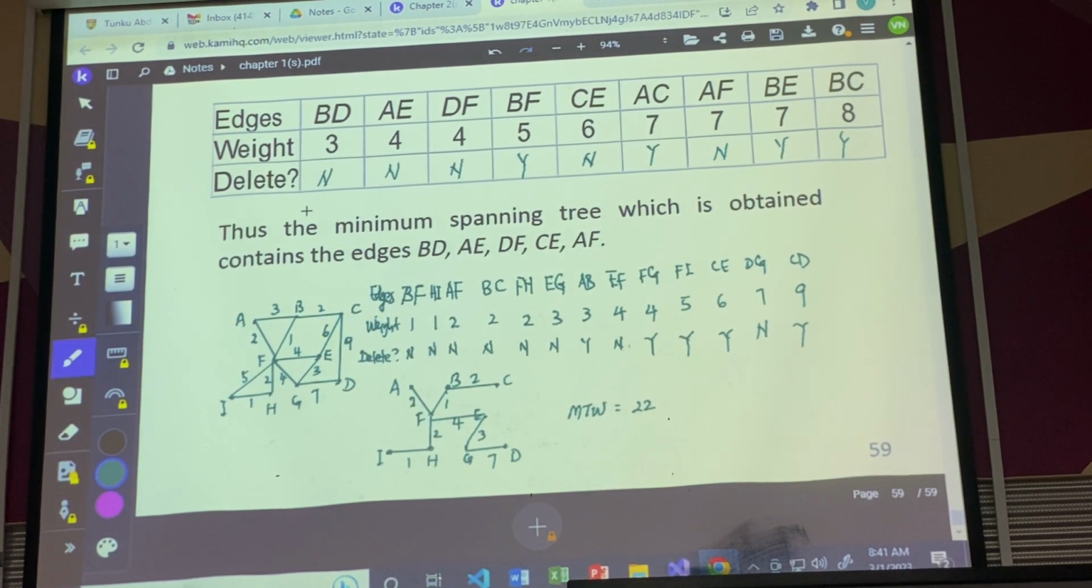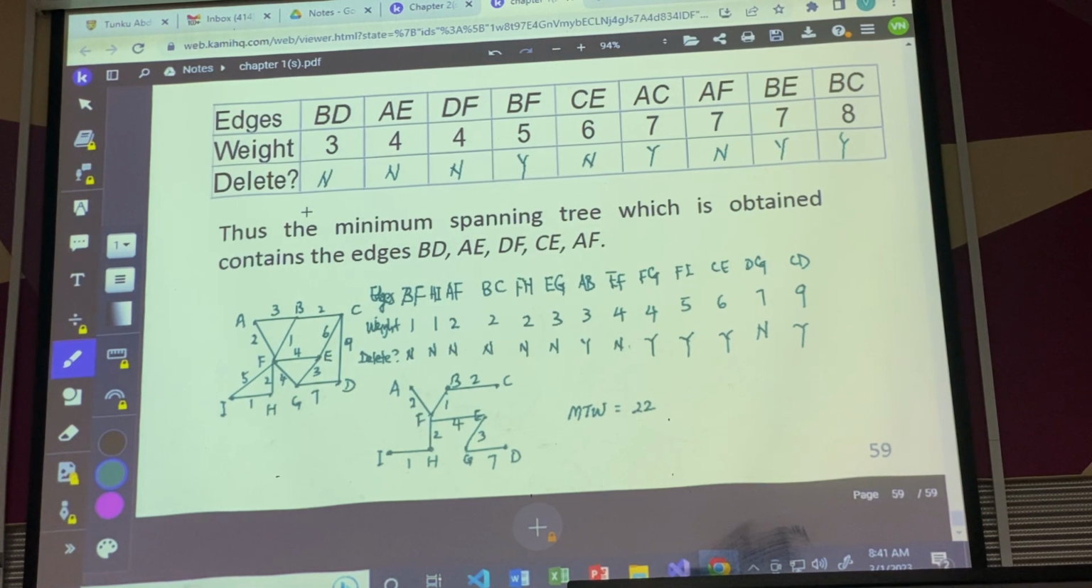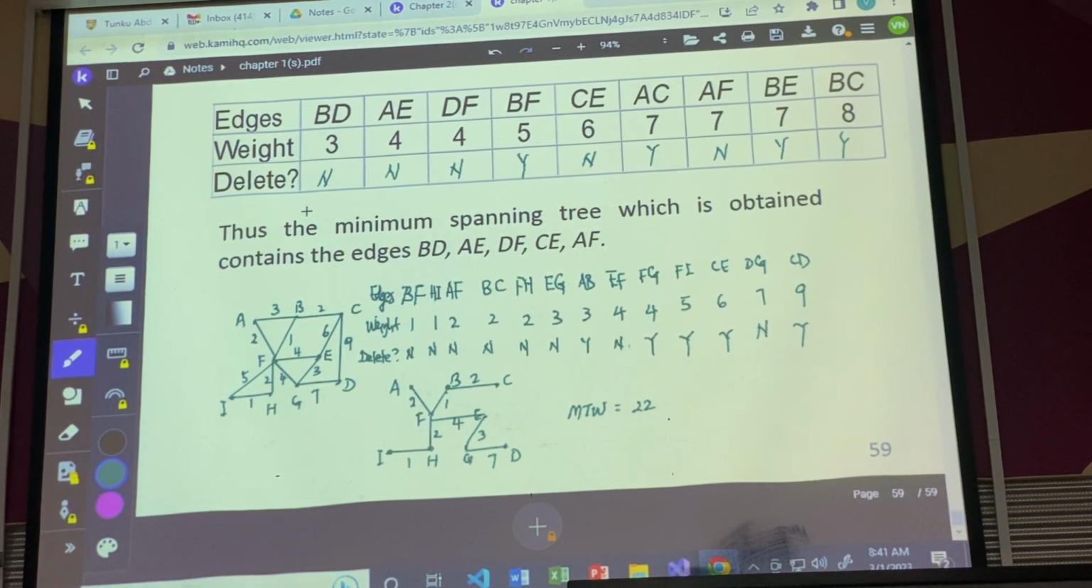Okay, so if no problem, we go to chapter 2. Then you can try the tutorial question in tutorial 2.